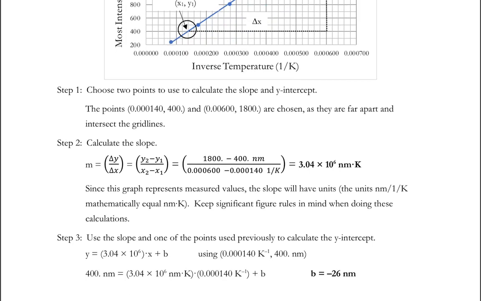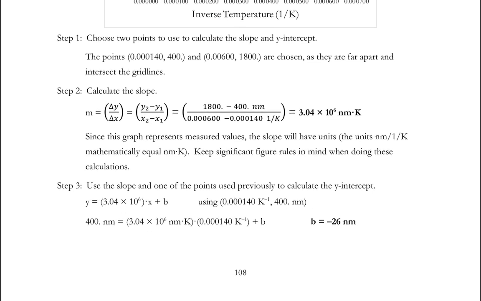The next part is to determine the y-intercept value, the value of b. So in step 3, we see that we can write the equation now as y equals the slope, 3.04 times 10 to the 6th, times x plus b. Well, we have to find the value of b, so we take a point, and we put in the value for that point of y and the value for that point for x, and we solve for b. So we have y 400, x 0.000140, and we just do that algebra there, and we find b has the value negative 26.